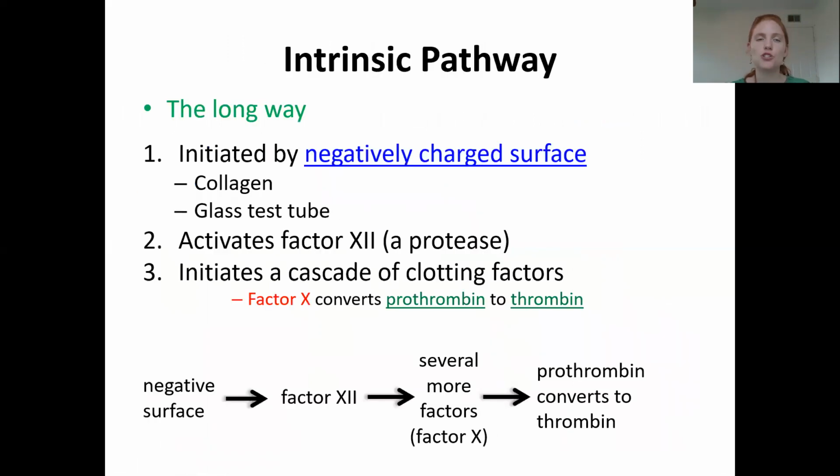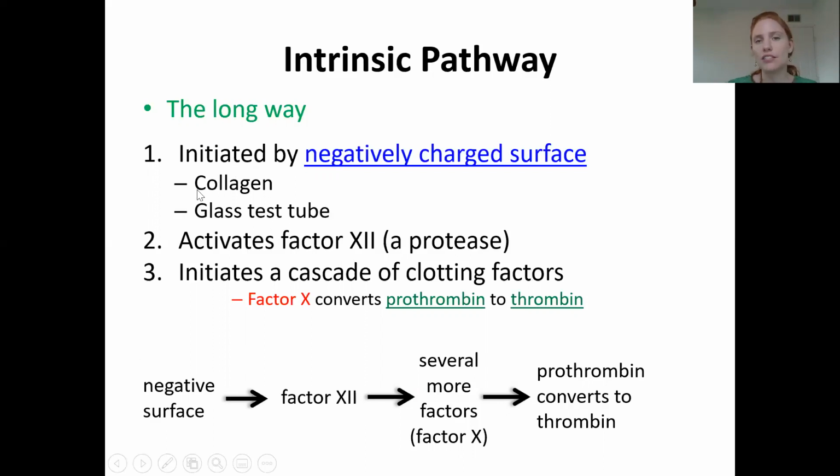Okay, so let's start with the intrinsic pathway first. The intrinsic pathway is the long way. What happens is you have anything that is negatively charged. So that means that if you take blood and put it into a glass test tube or onto a glass slide, glass is negative. So that would activate the intrinsic pathway.